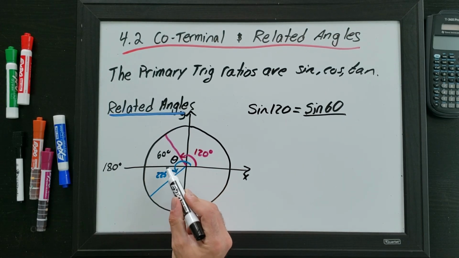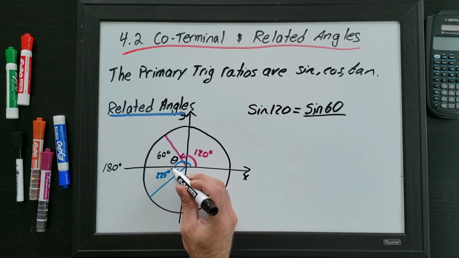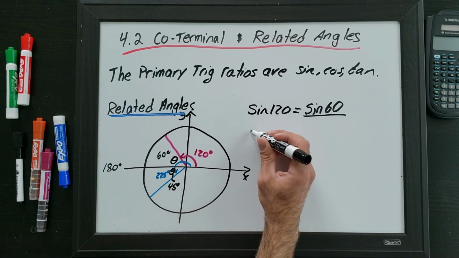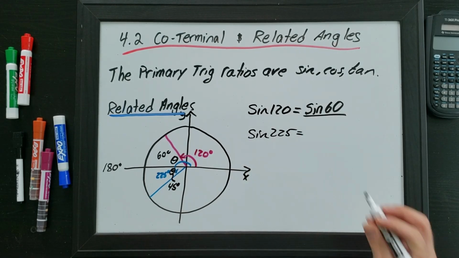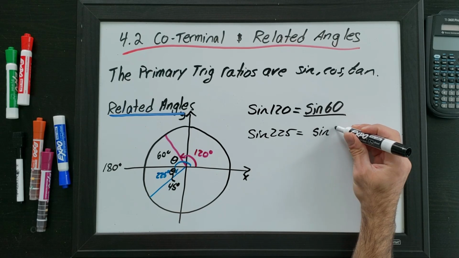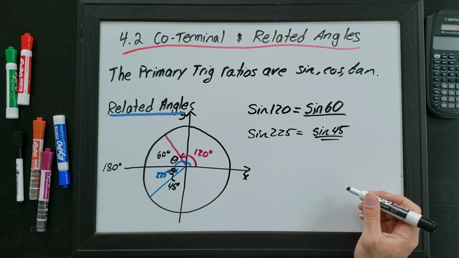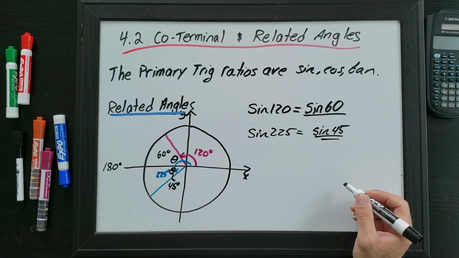Okay, let's take a look at what happens when we do 225 now. So 225 is 45 degrees away from 180. So the related angle for 225 is 45 degrees. So if I'm finding sine of 225, this is the same as saying sine of 45, which I know using my special angles again. I can convert sine of 45 to 1 over root 2 or root 2 over 2, whatever the case may be.